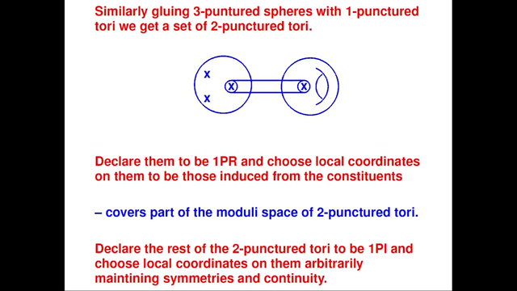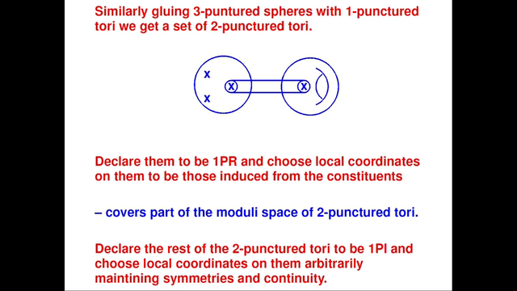Okay. So this will typically cover part of the moduli space of 2 punctured tori. Okay. So we will declare the rest of the 2 punctured tori to be 1 PI and choose the local coordinates on them arbitrarily, maintaining symmetries and continuity. Okay, exactly as we did here. Okay. Now I should also say that while this picture is sufficiently generic, you can always choose local coordinates so that you have this picture.